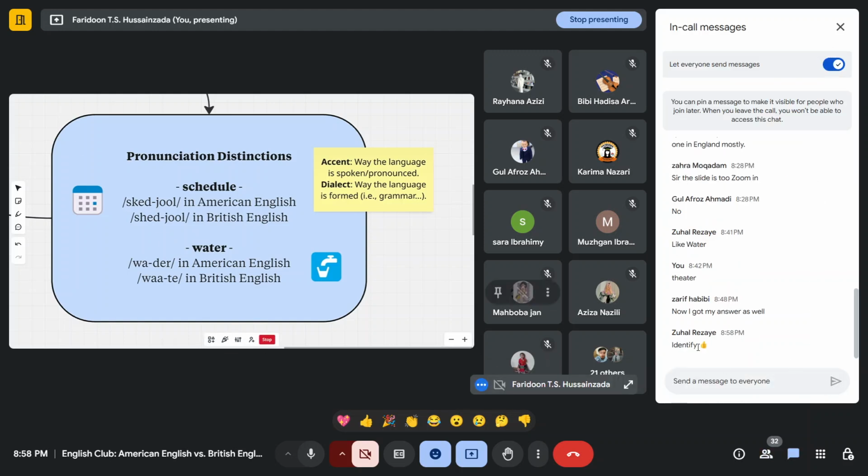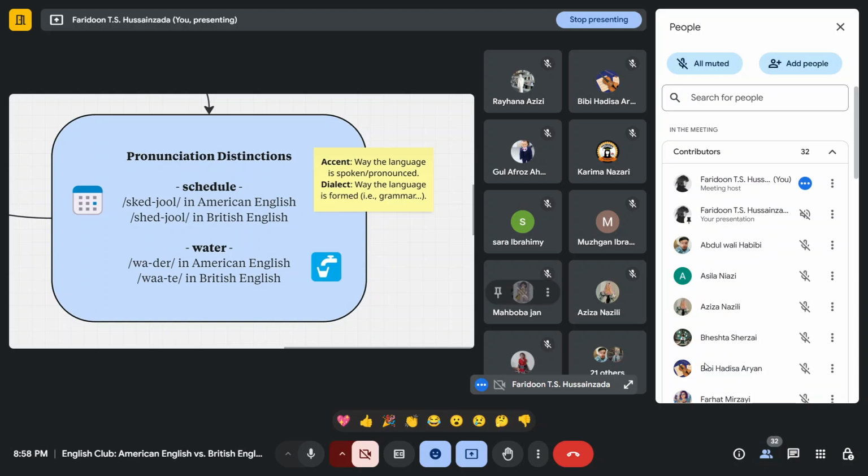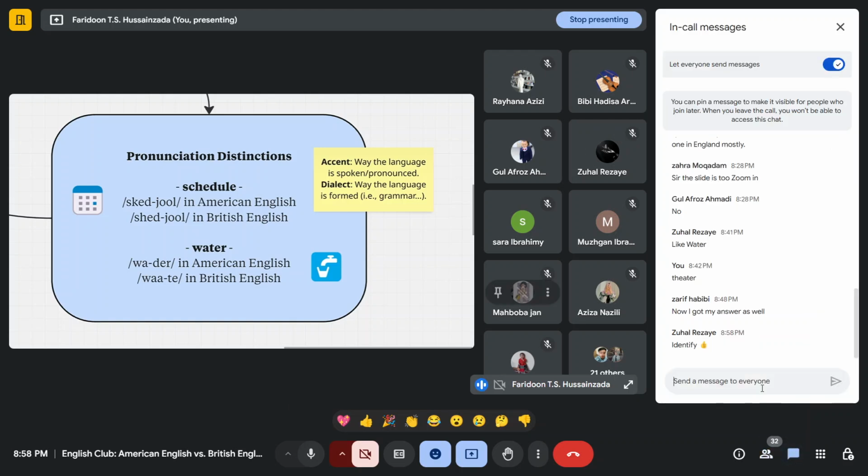Zohal is writing identify. What do you mean by that, Zohal? Identify? As I mentioned, identify, and British, they don't pronounce the T sound. But American pronunciation, we pronounce the T sound. The T sound? You mean? Yeah, identify. They pronounce like that. Who pronounces like that? British. Without the T? Yeah. Oh, okay.